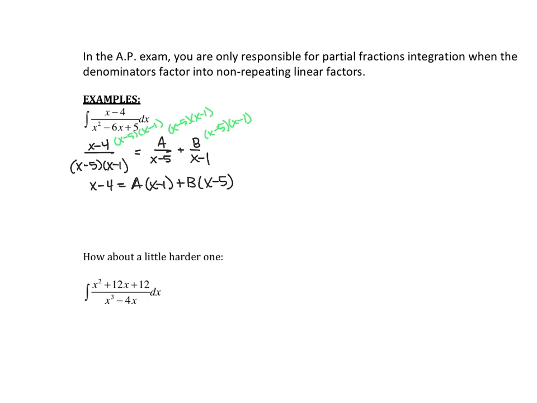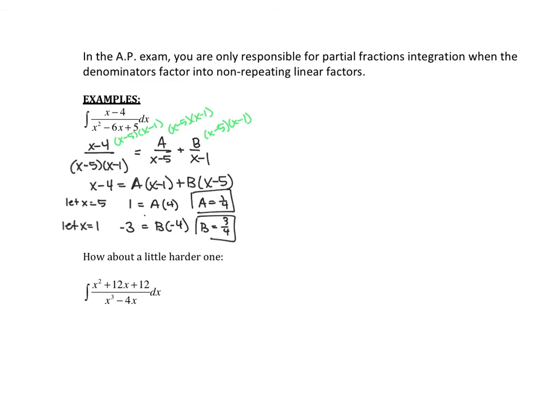Now, I tend to go with the Heaviside method on these partial fractions, especially with these linear terms. So I'm going to start by letting x equal 5, and then we would have 5 minus 4, or 1, equals a times 4 plus b times 0. And so then a would be 1/4. Let's just write that over here. So a is 1/4. And then I'm going to let x equal 1. When I let x equal 1, I get negative 3 equals, the a term goes away, and I have b times negative 4. So b equals positive 3/4.